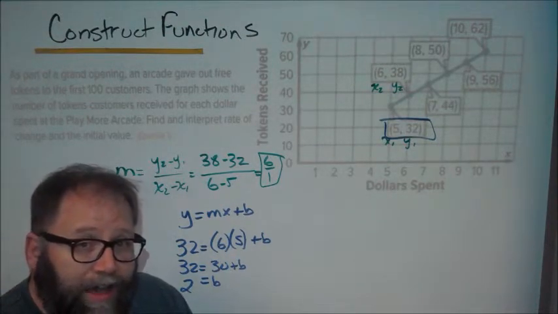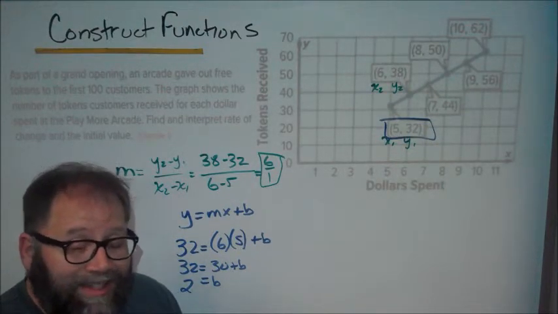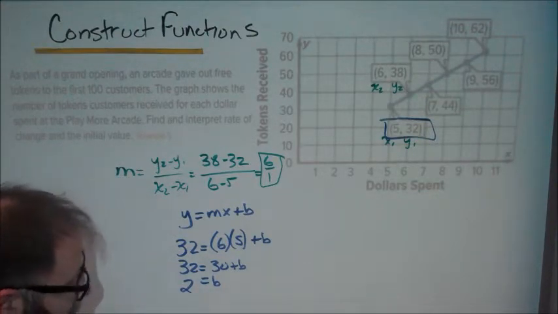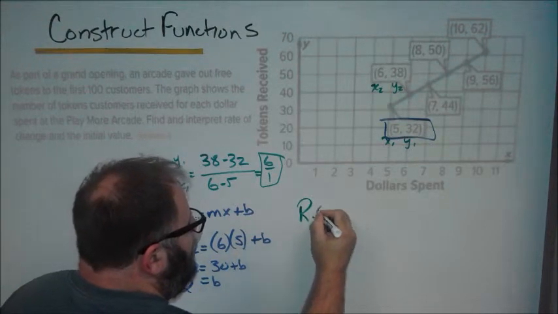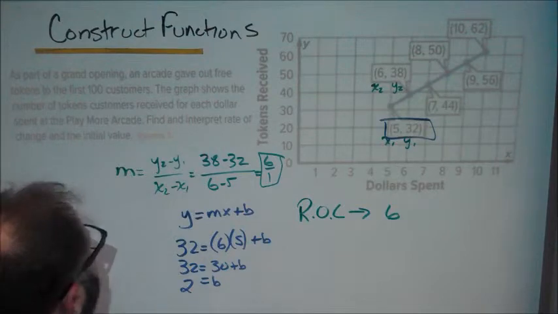So we know the initial value, that y-intercept, where the graph is going to go through where x is 0, so that's where the graph will go through the y-axis. But what does that actually mean? So the rate of change is 6. Let's go back and look at here.